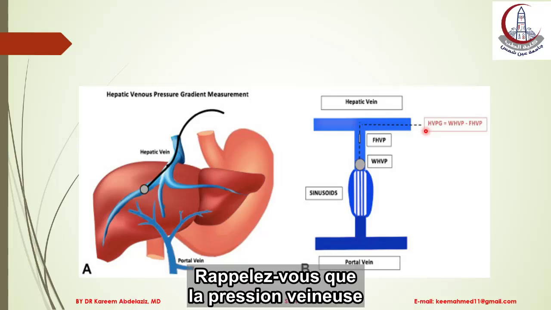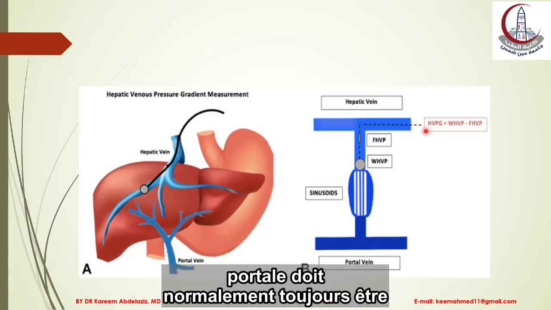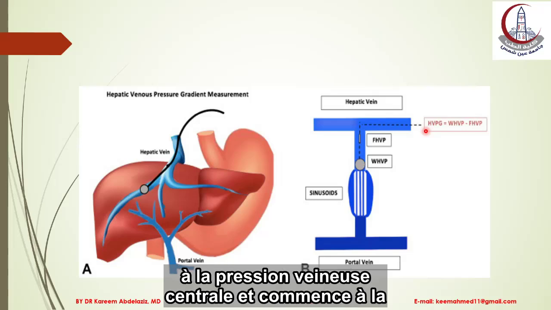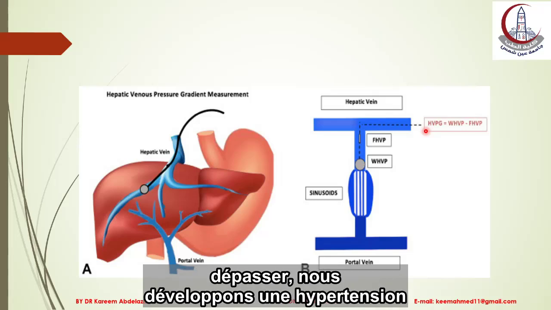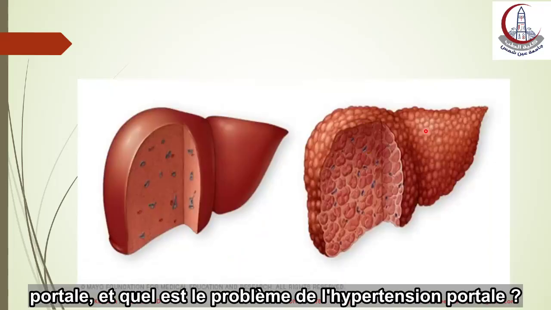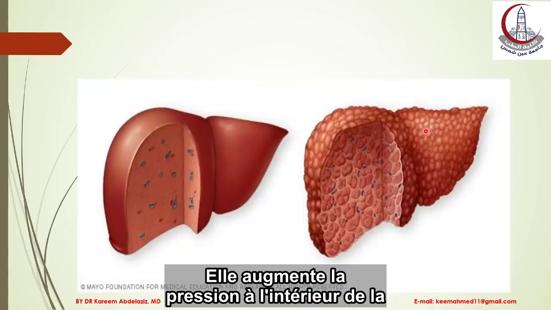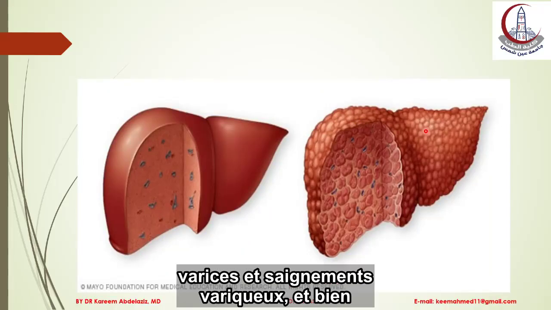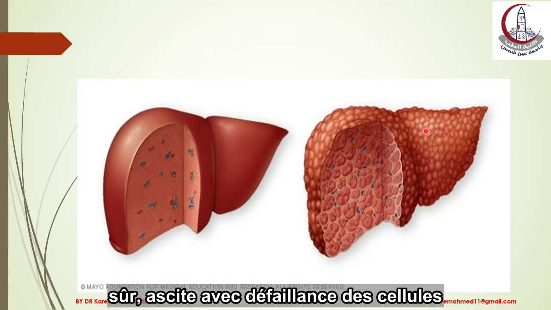Just remember that the portal venous pressure normally should always be less than the systemic venous pressure. Once the portal venous pressure equals and starts to exceed the central venous pressure, we will now develop portal hypertension. And what is the problem with portal hypertension? This will increase pressure inside the portal vein and may lead to formation of varices and variceal bleeding, and of course ascites with liver cell failure as the case progresses.